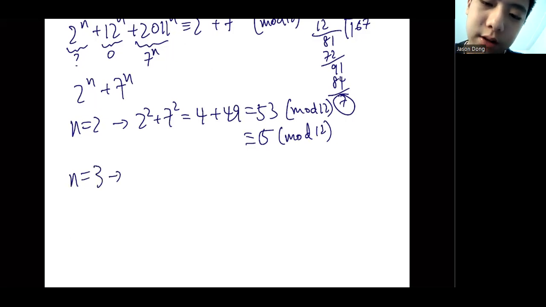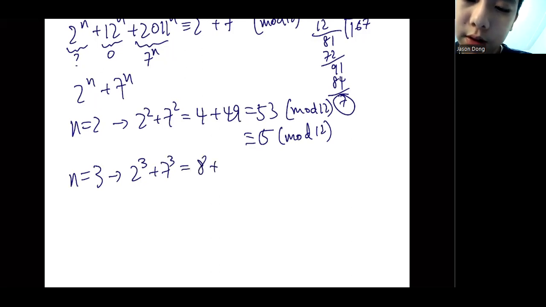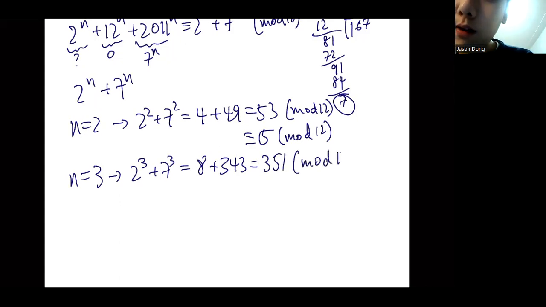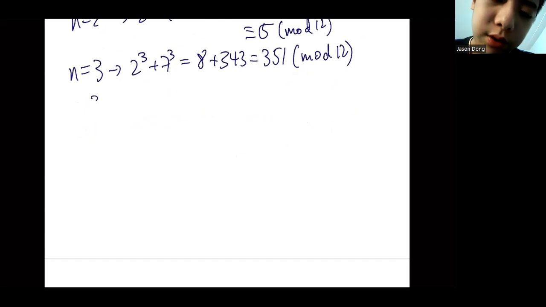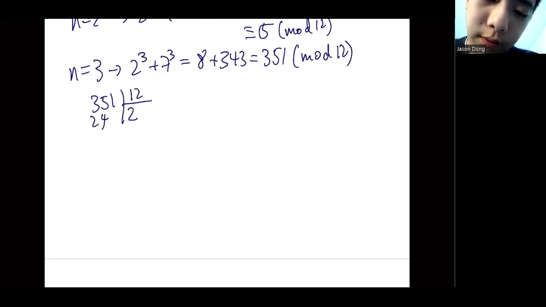So what if n equals 3? Let's try. That will be 2 to the 3 plus 7 to the 3, which is equal to 8 plus 343, that's 351. And mod 12, I'll do division: 12 times 29 is 348, so we have a remainder of 3.